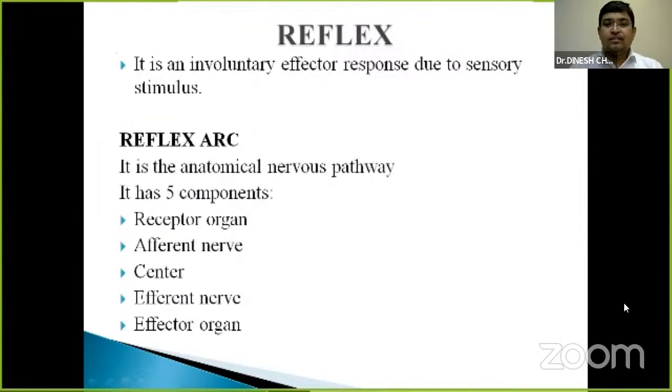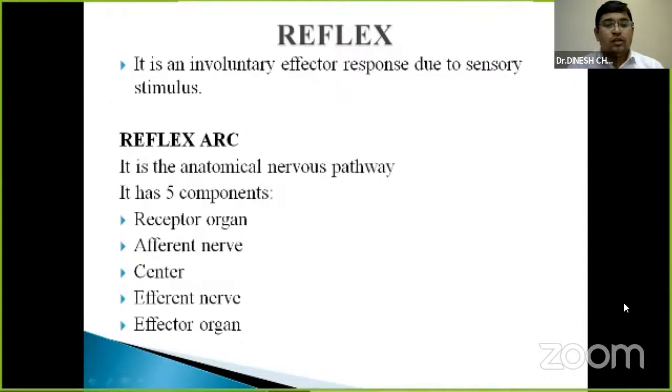So what are reflexes? It is an involuntary response due to sensory stimulation. See here, an involuntary response of the effector organ. So what does the reflex arc contain? In the anatomical nervous pathway, it contains five components. Very important here.